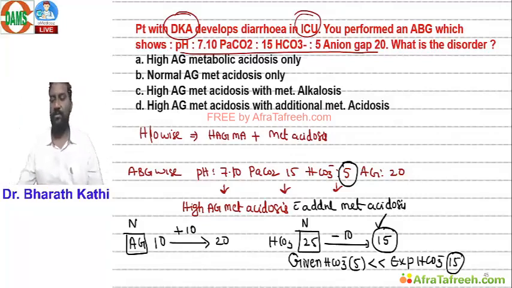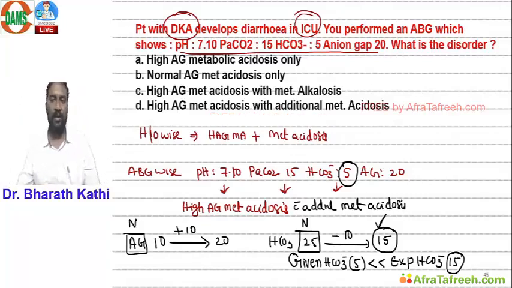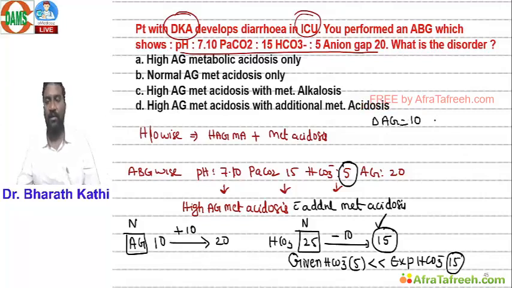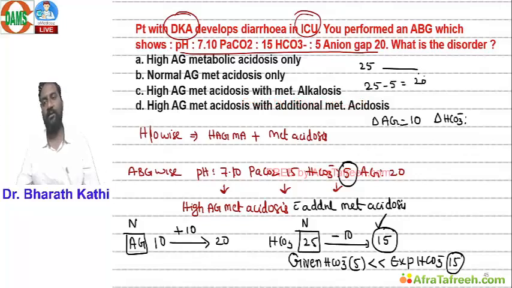You can also see this with respect to delta anion gap and delta bicarbonate. How much is delta anion gap in this patient? Anion gap has changed by 10, so delta anion gap is 10. How much is delta bicarbonate? How much did the bicarbonate change? From the normal value of 25, it has changed to 5. So 25 minus 5, it is 20.